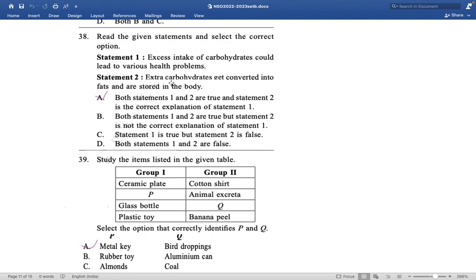Carbohydrates are the main source of energy for our body. If we consume more carbohydrates than what is required by our body, the excess carbohydrates get stored in our body as fats, and this can lead to various health problems. So A is the correct answer.